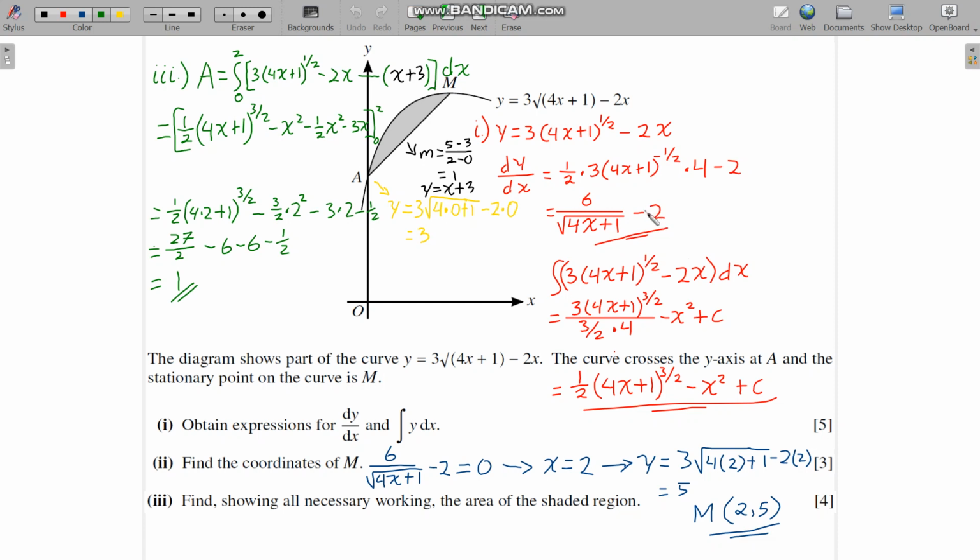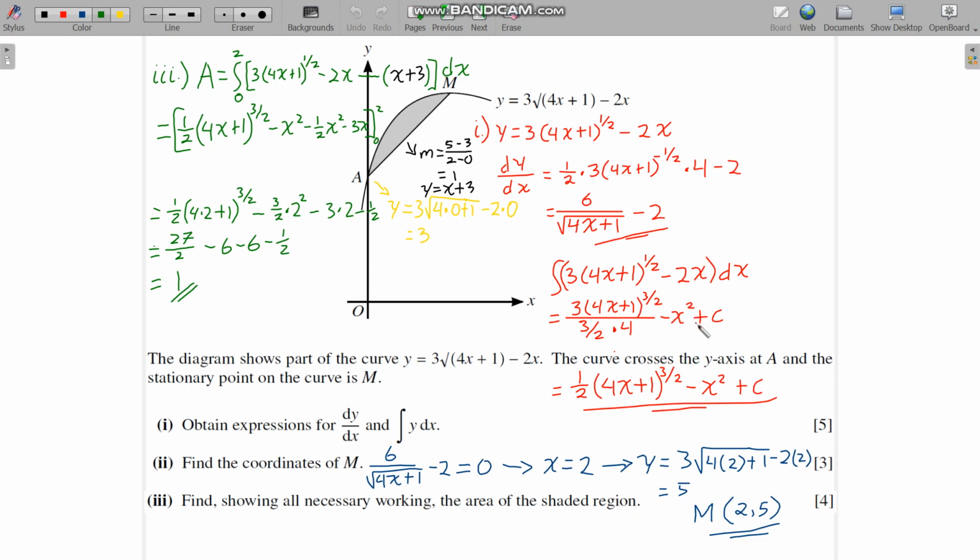And for the integral of y dx, we integrate this. Because this is a subtraction, we can split it, integrate this, and then integrate the 2x. When we integrate this, exactly the same, the new power is plus 1, 3/2, divided by that 3/2, also divided by 4, because that is the derivative of 4x plus 1. We can simplify, the 3 cancels out, so this is just 1/2 (4x plus 1) to the power of 3/2 minus x squared, because the integral of 2x is x squared.